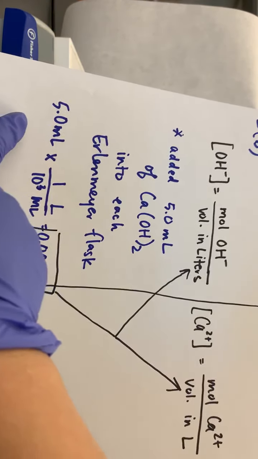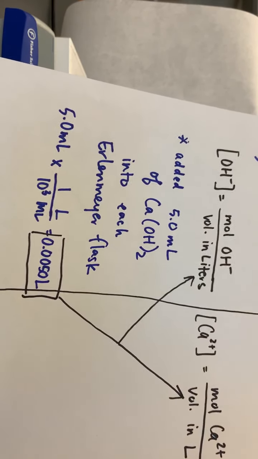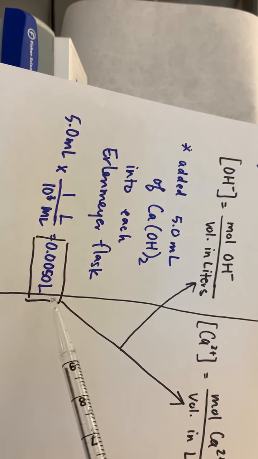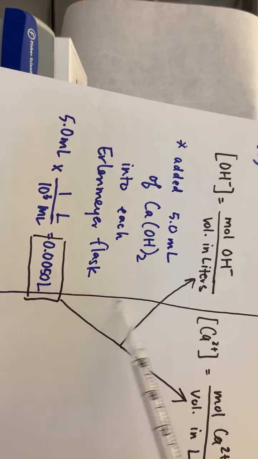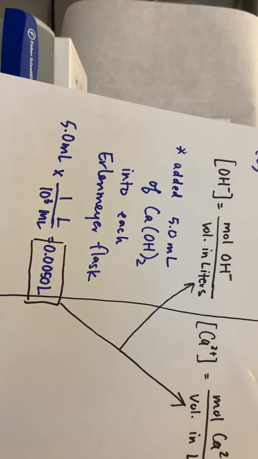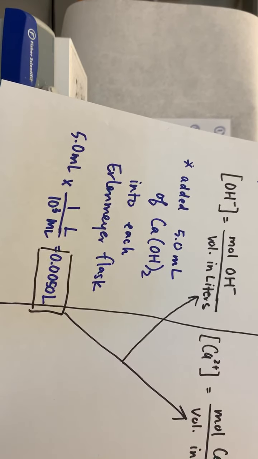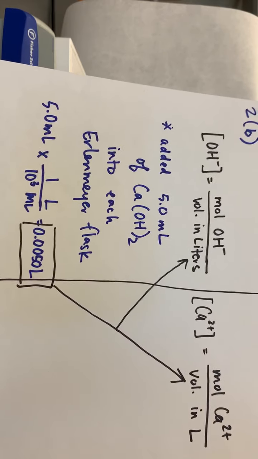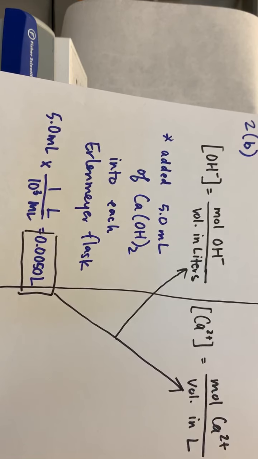So we're going to go 5 mils, because we took 5 mils out for each trial, and we're going to go 1 liter per 10 to the third milliliters to convert it to liters. So 0.0050 liters. We're going to stick that here and here. And for each trial, of course, you're going to pull these numbers from 2A. Obviously, you need to do 2A not only for 4 mils, you need to do it with 3.8 mils, 3.4 mils, and 4.0 mils. So you've got to do it for every single trial.